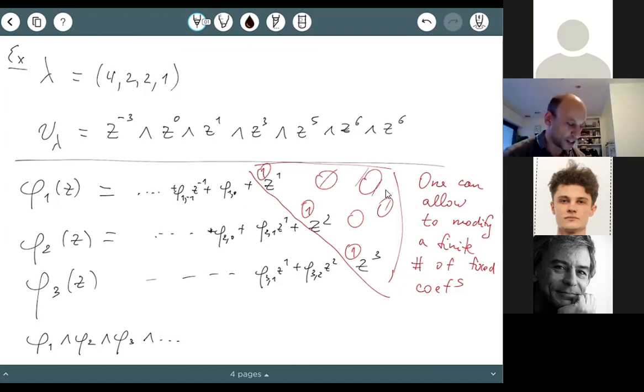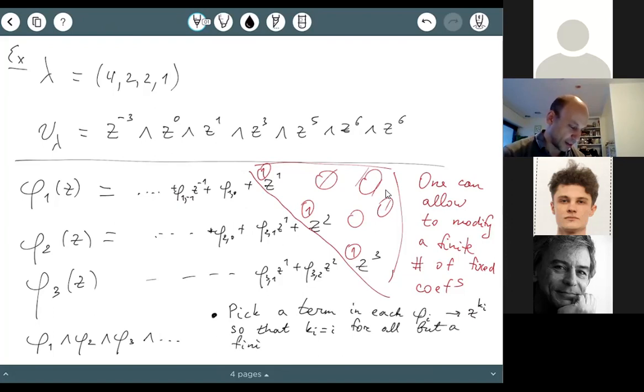So then the convention is, we just pick a term in each phi k. Maybe phi i, if I want to be consistent. So this will be z to the power k_i, but this choice is not arbitrary. You have to choose the last term everywhere except in a finite number of places. So that k_i equals i for all but a finite number of choices.